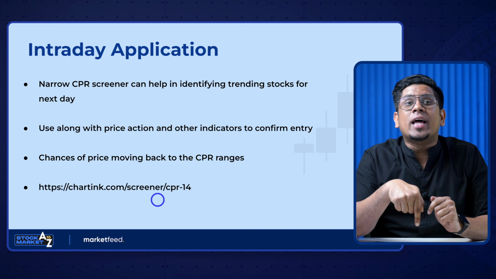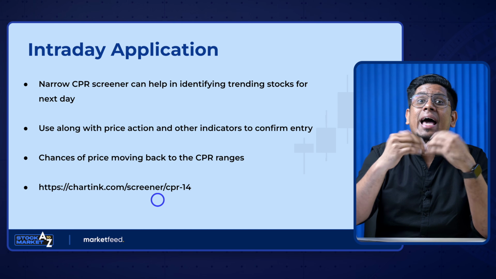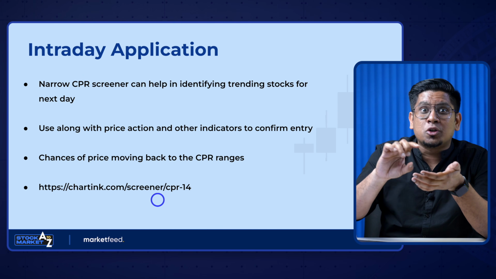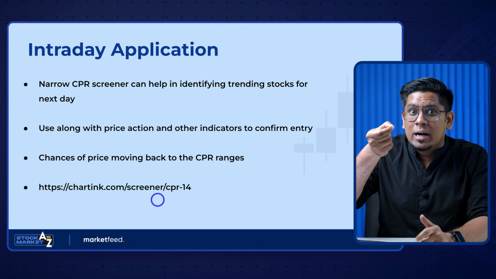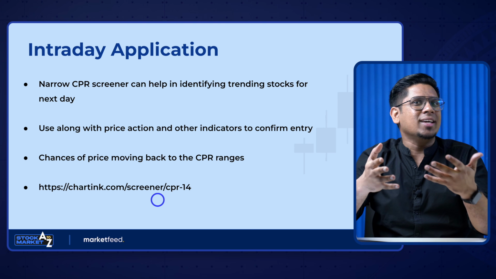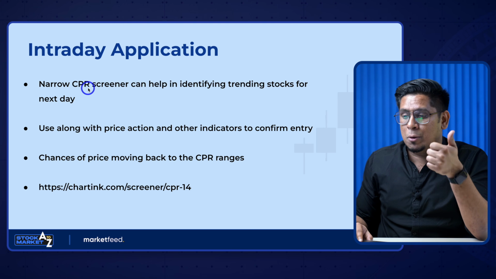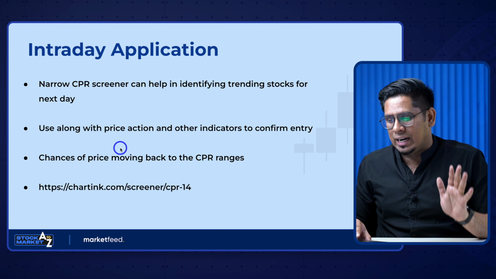You can go into that link and that charting screener will tell you which stocks have a narrow CPR that day. So you'll get a list of stocks which will have a narrow CPR. Then what does it mean? There is a high probability chance that that stock could trend that day. If that is the case, you can take a really good trade there. So that is the use of a narrow CPR screener. Again, the link is given down in the description. You can definitely check it out.